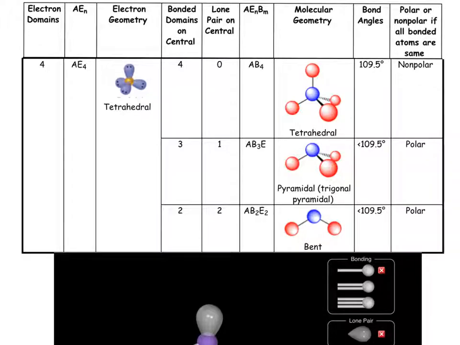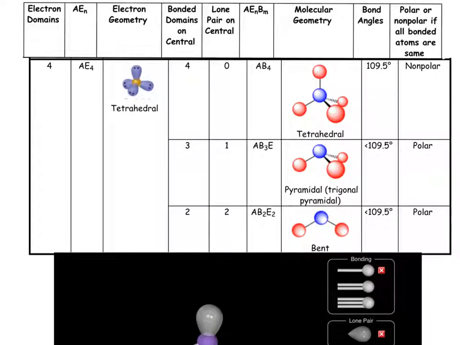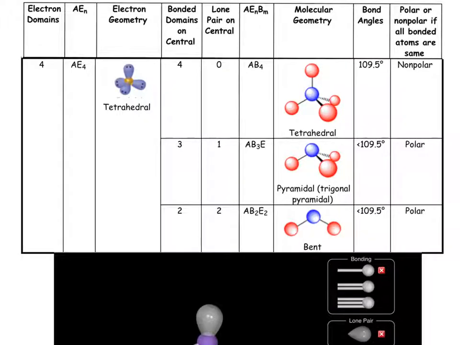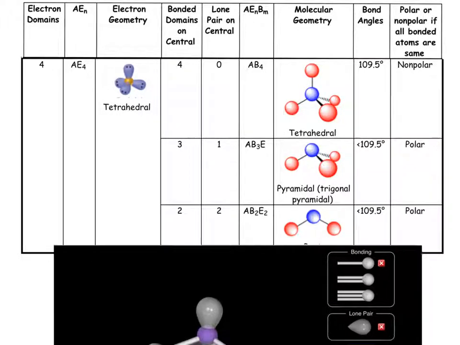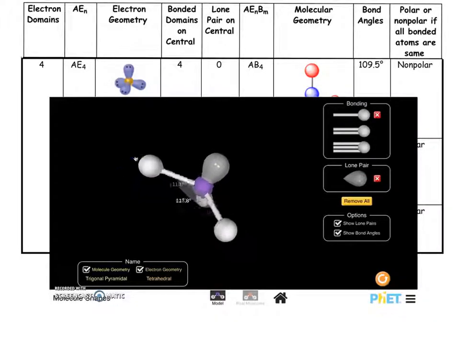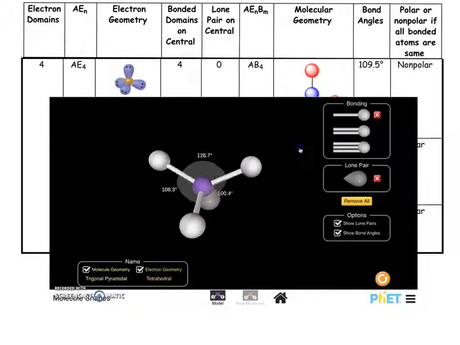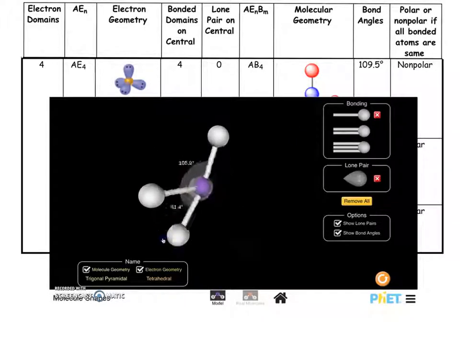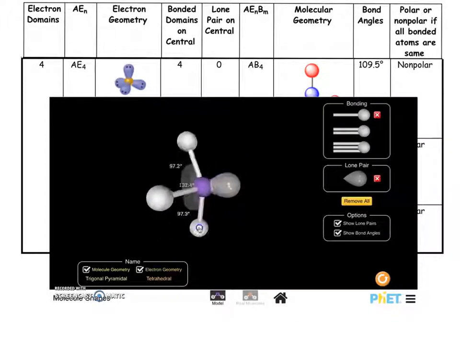Now if you replace one of those bonded pairs with a lone pair on the central atom, you end up with this AX3E. This is called trigonal pyramidal, or pyramidal. Basically, this is going to look very similar to the tetrahedral, except now that top lobe is a lone pair. So you still have the 3 bases of the pyramid, but then you have the lone pair on top.